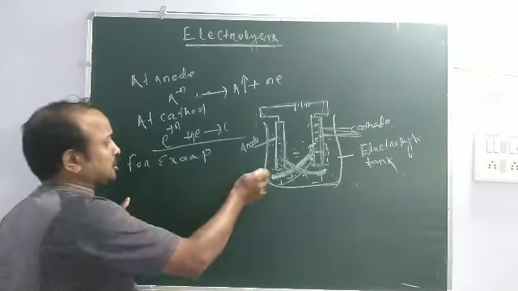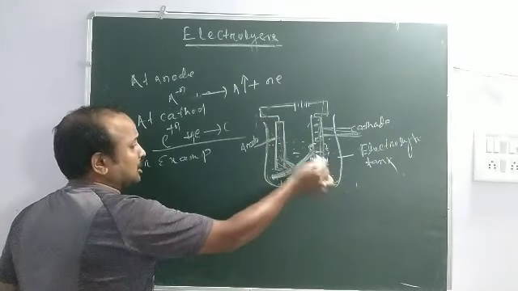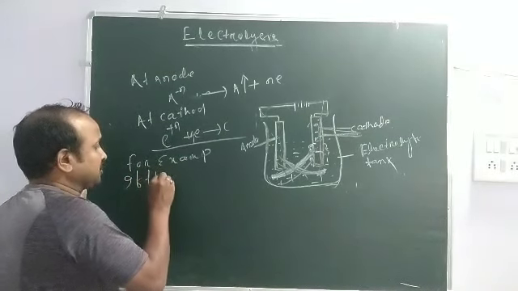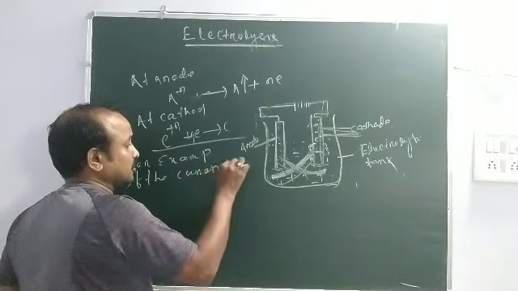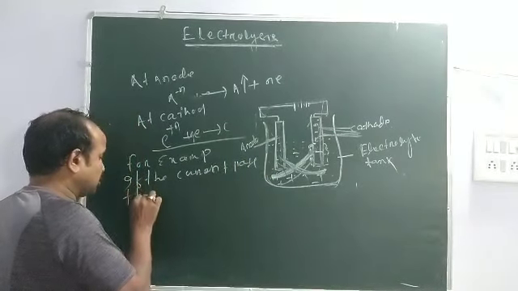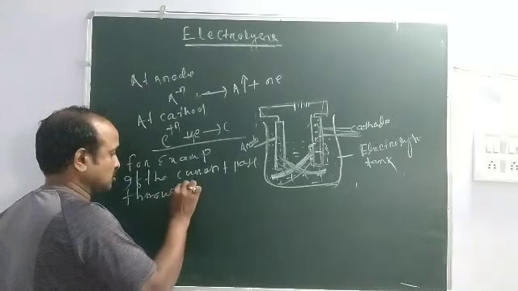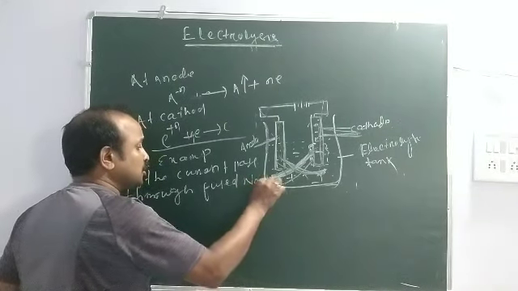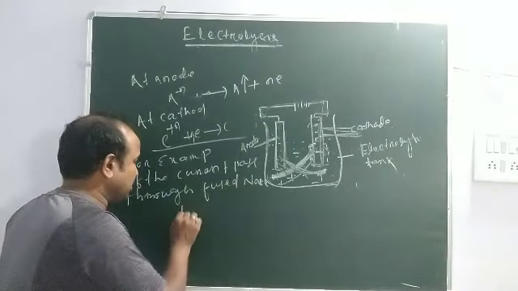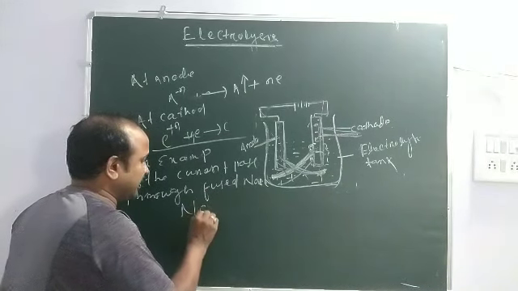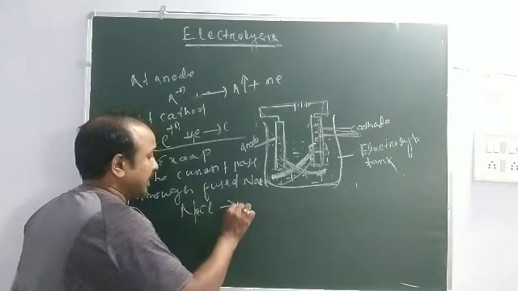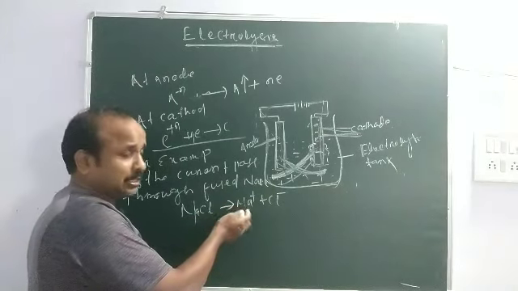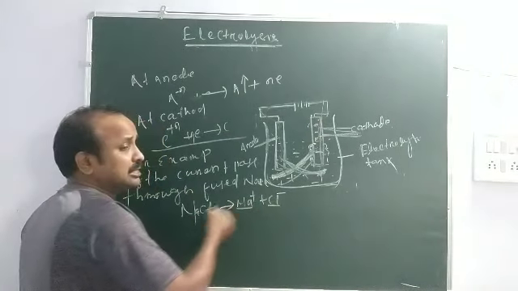For example, when current passes through sodium chloride solution, not in the fused state. If the current is passed through fused NaCl, you know that in the fused state, NaCl splits into Na+ and Cl-.